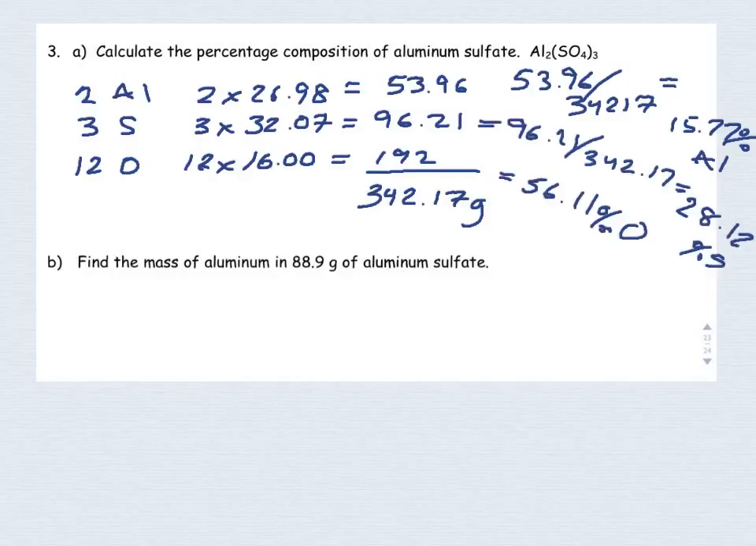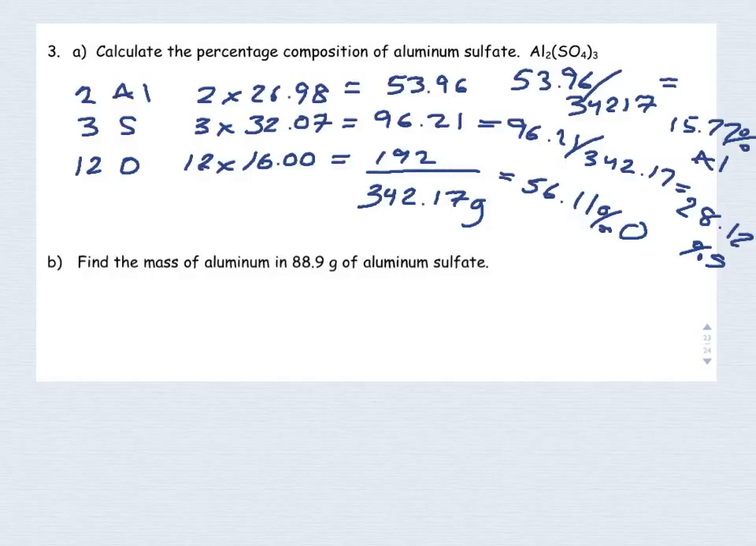So it works out to give you 28.12% sulfur and 56.11% oxygen. Together they add up to give you 100%. So take each individual atom, multiply by the number for the subscript, find the mass of each atom, find the total mass of the whole compound, and then find the percent of each atom by dividing the component by the whole to get the percent for each.